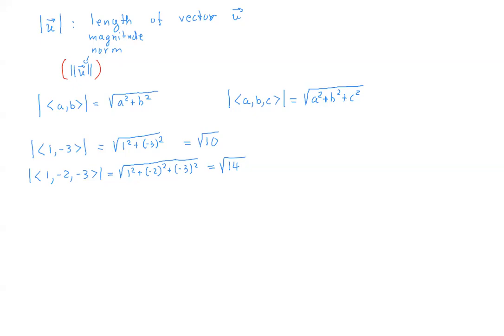At this point, I should give the formal properties of the length of a vector. So the properties are as follows. The first property is that the length of a vector is always a non-negative number. It is 0 if and only if the vector is the 0 vector.